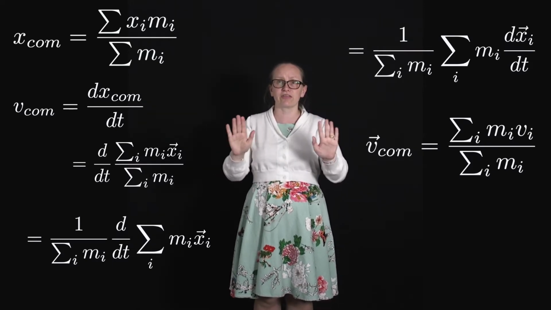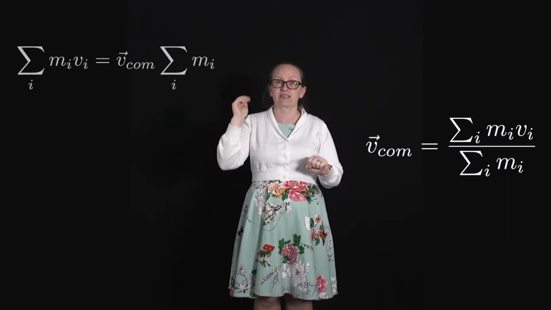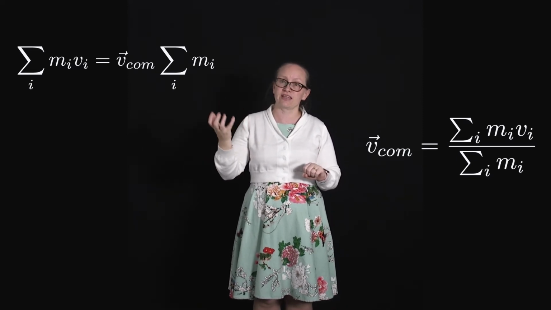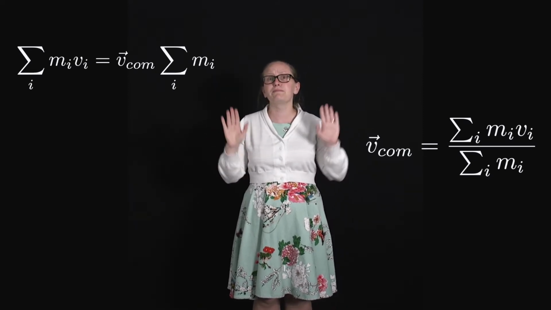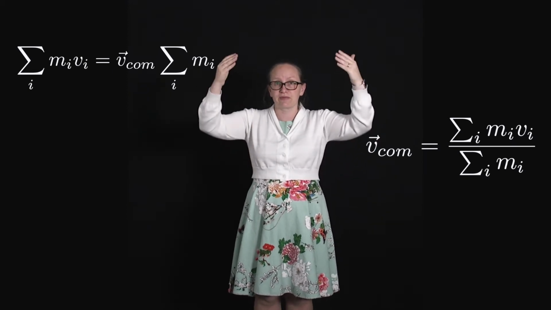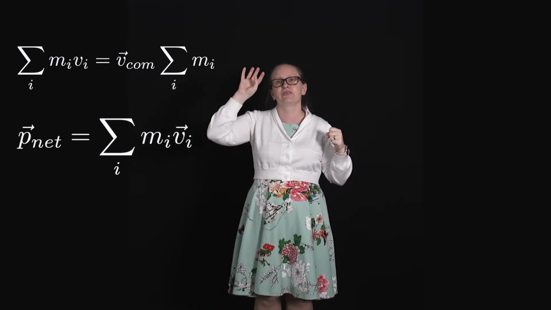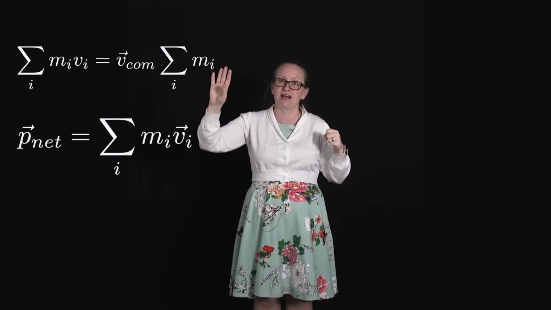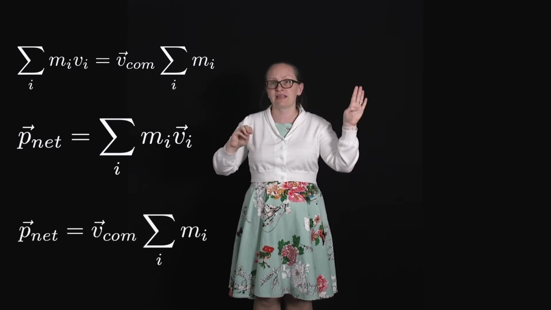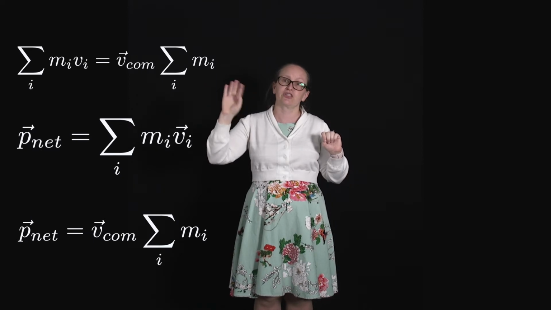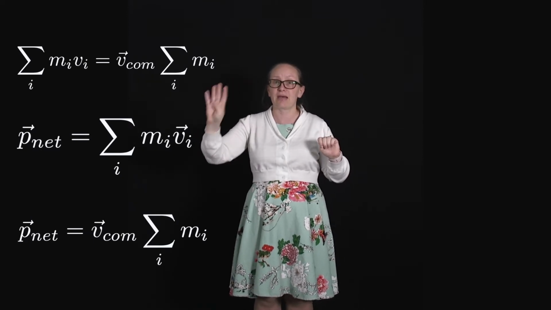Okay, so we've now got that term again. Rearranging what we've just done, the sum of mi vi is equal to the sum of mi times the velocity of the center of mass. But we said just before this that the net momentum P net is equal to the sum of mi times vi. So the net momentum is equal to the velocity of the center of mass times the sum of mi, which is just the velocity of the center of mass times the mass of the system. Hopefully you're not too confused.